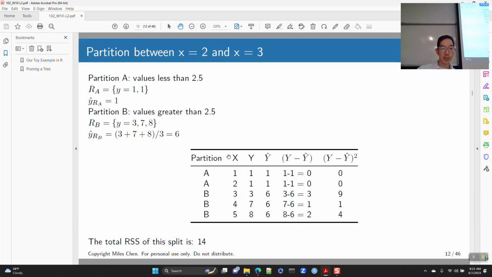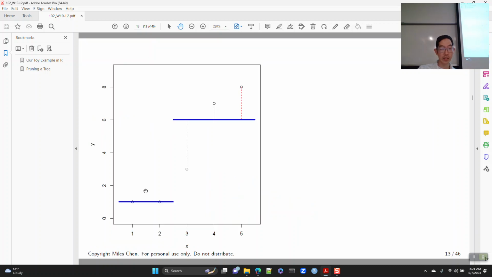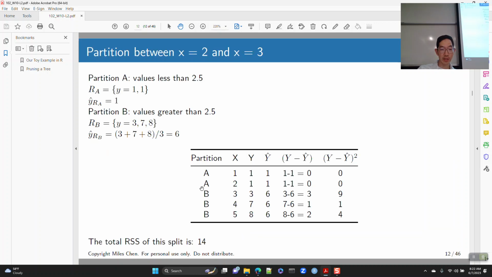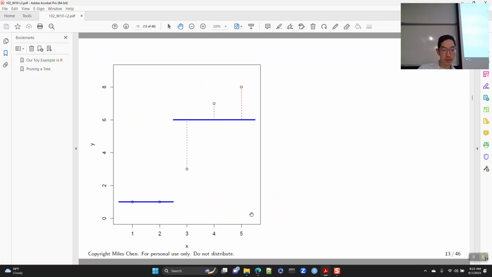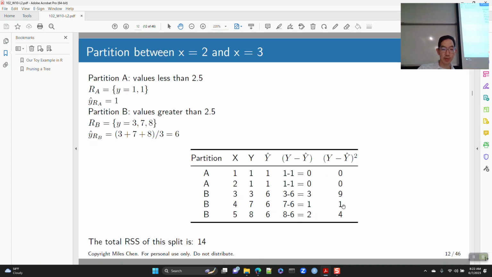Trying the next split. Okay, we'll split at x equals 2.5. For values less than 2.5, we predict 1, and so we have no residuals on this side. Over here, the average of 3, 7, and 8 is 6. When you predict 6, you get residuals of 3 squared, 1 squared, and 2 squared, and so that adds up to an RSS of 14.